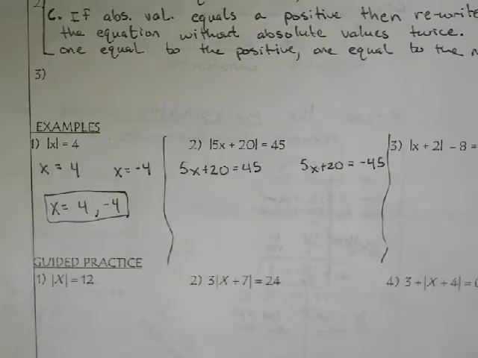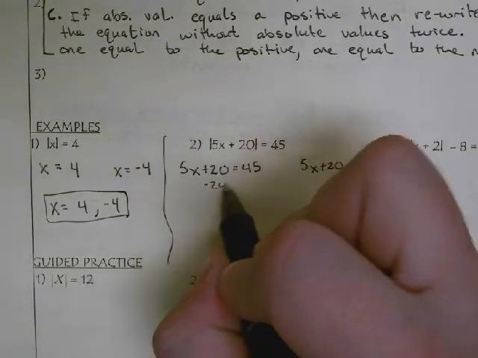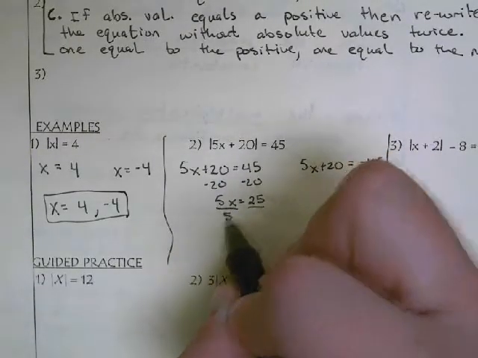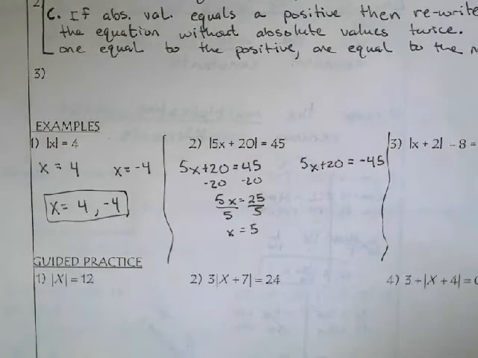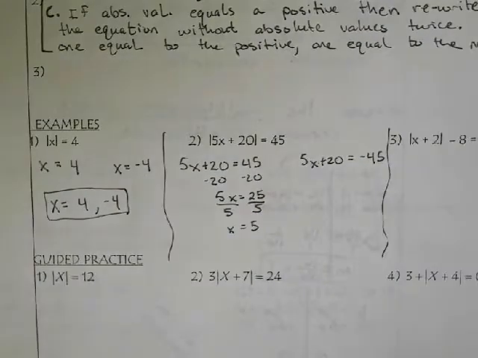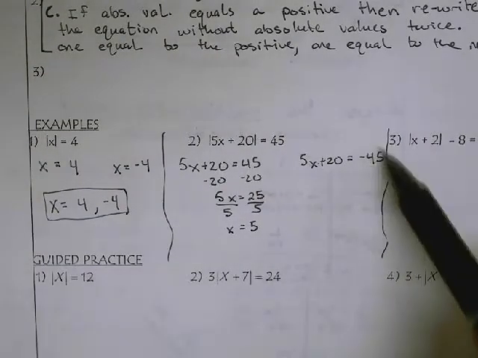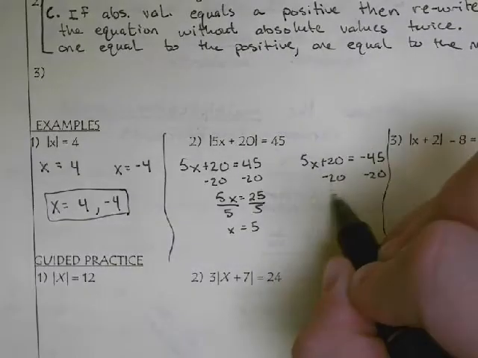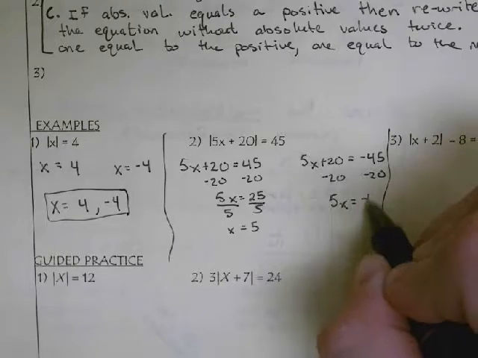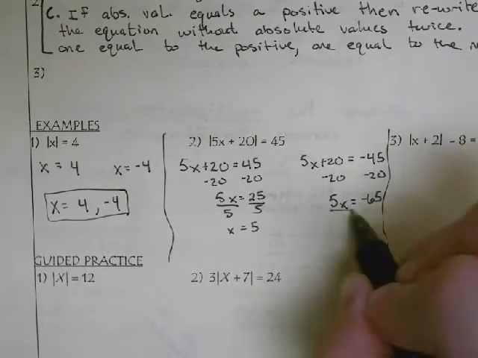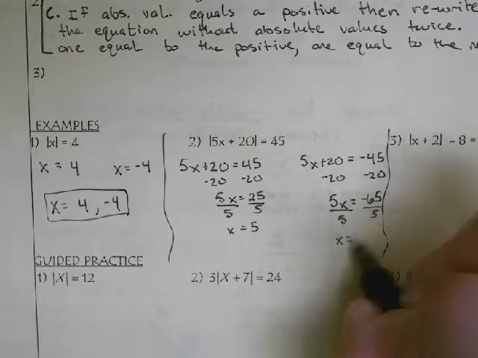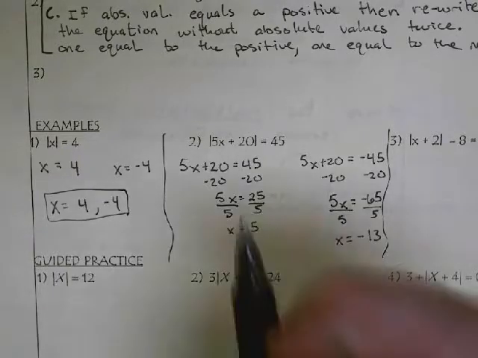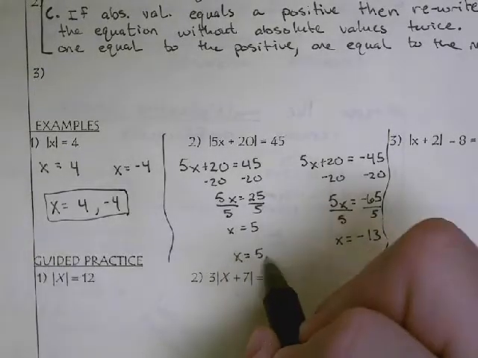Now we just solve both equations. Subtract 20, we get 5x equals 25, divided by 5, and x equals 5. That's one of them, so we have to do this twice. One's for the positive 45, and now we'll do it for the negative 45. So we'll subtract 20, we'll get 5x equals negative 65, divide both sides by 5, and we get x equals negative 13. So our solutions are x equals 5 and negative 13.